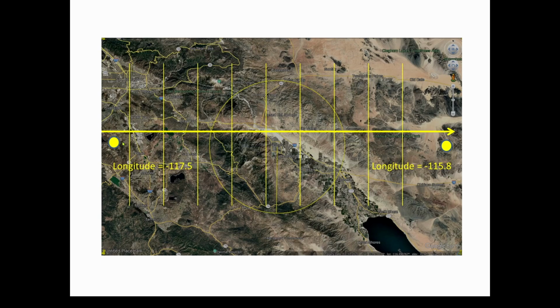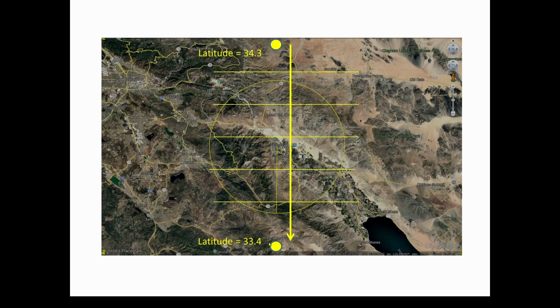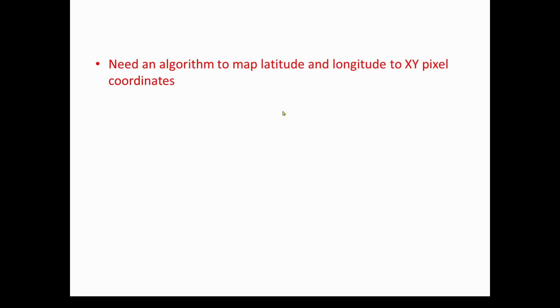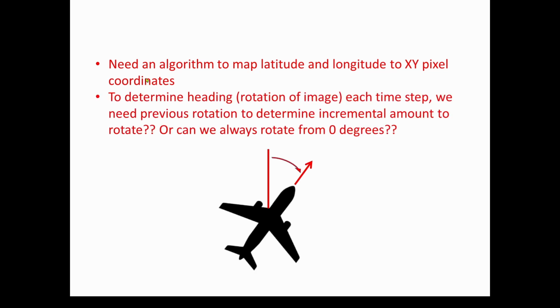We've also got the longitude. In our case, in Palm Springs, the left-hand side of the image happens to be a longitude of minus 117.5 degrees. And the far right side is minus 115.8 degrees. So first of all, we're going to have to figure that out. For whatever image we use, we're going to say, what is the latitude values of the top and bottom so we can convert those to pixels? And what is the longitude values of the left and right so we can convert those to pixels? So we need an algorithm to map latitude and longitude to XY pixel coordinates.